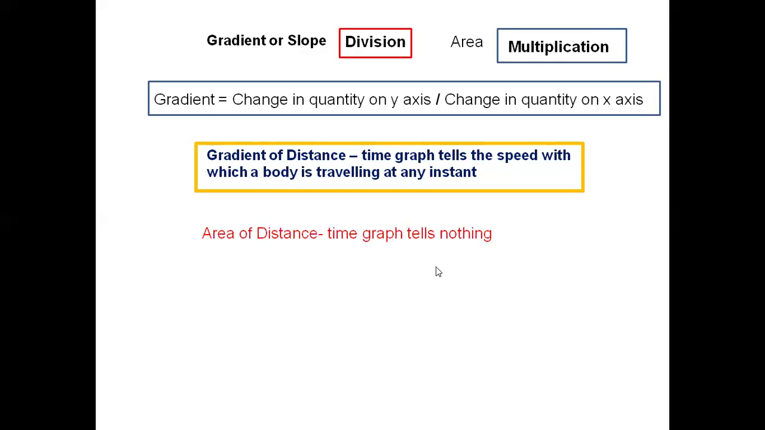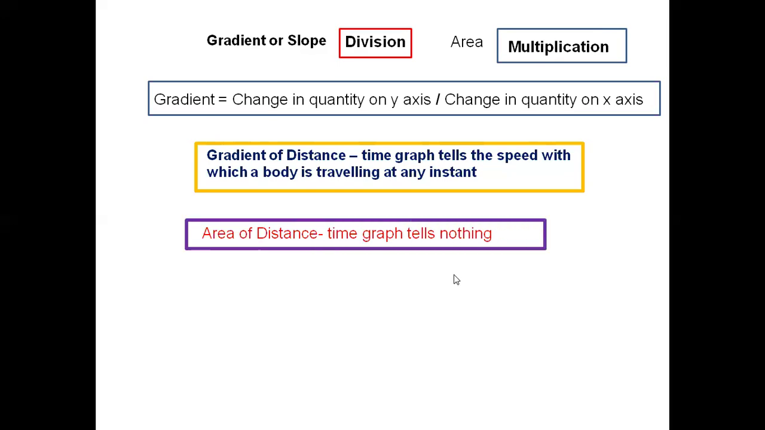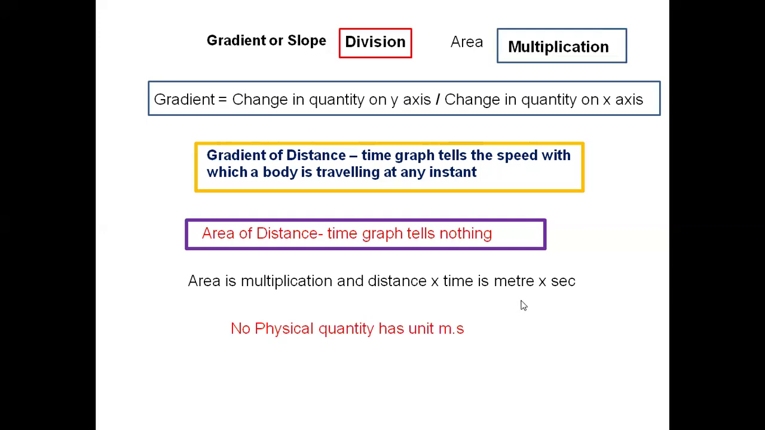Area, what does it give? Nothing. The area of a distance time graph or displacement time graph gives nothing, because area is multiplication. Change in the quantity along the y-axis multiplied by change in the quantity along the x-axis. So distance multiplied by time means the unit is meter multiplied by second, and no physical quantity has the unit meter into second. So the area of a displacement time graph or distance time graph does not give any information.